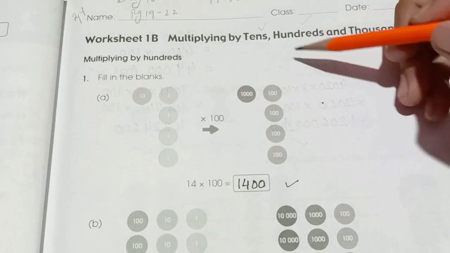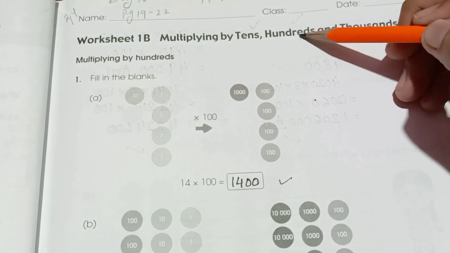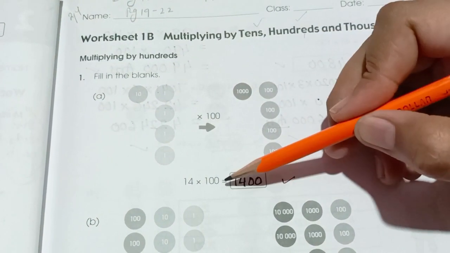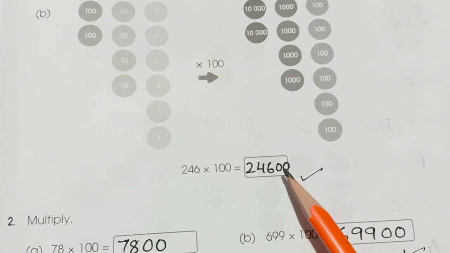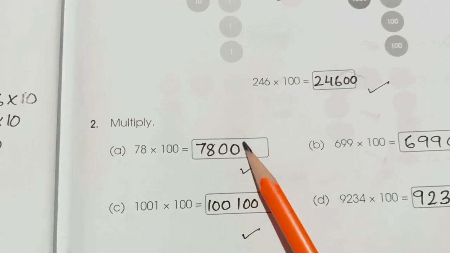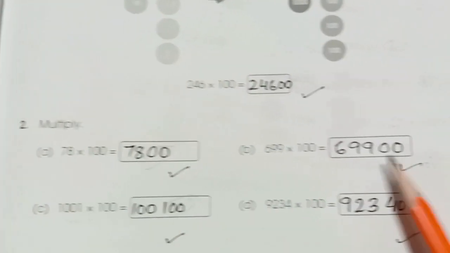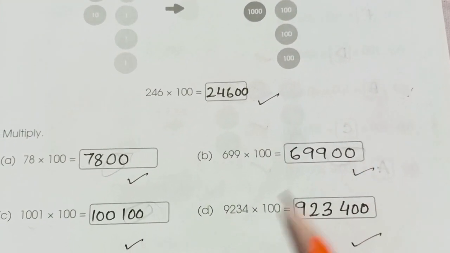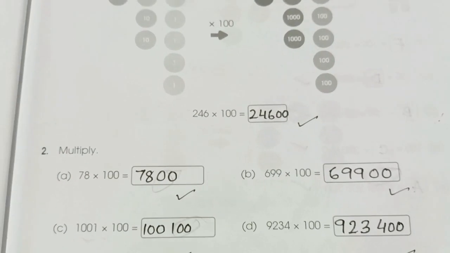So same as it is, in 10 we are adding 1 zero, and in 100 we are adding 2 zeros to the number. 14, and we add 2 zeros. 246, 2 zeros. 780, 2 zeros. 1001, 2 zeros. 699, 2 zeros. So according to 10, 100, and 1000, we are adding zeros.